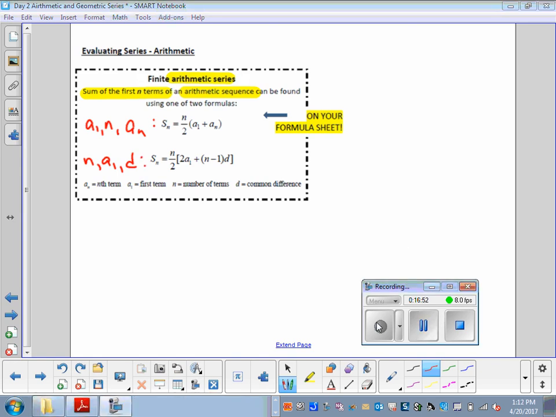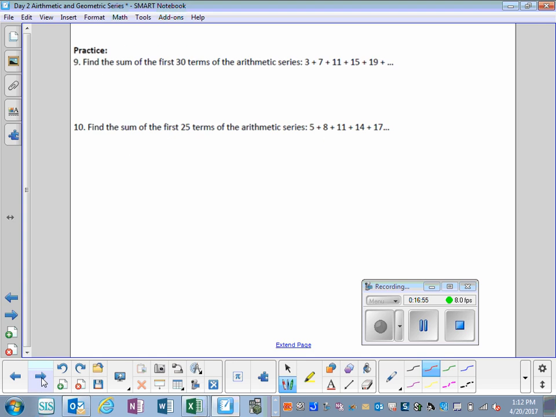Okay, so let's try. Find the sum of the first 30 terms, so my n will be 30, of the arithmetic series, and my a1 is 3. I don't know my a30, but I do know d. Can I figure out d? Plus 4. So n is 30, I want the sum of the first 30 terms, a1 is 3, and d, easy to see, is 4, because it's arithmetic.